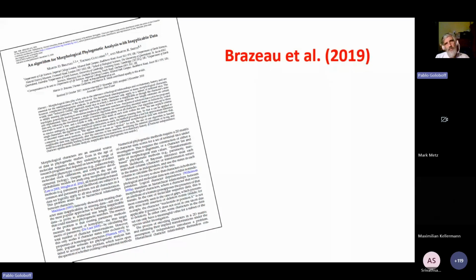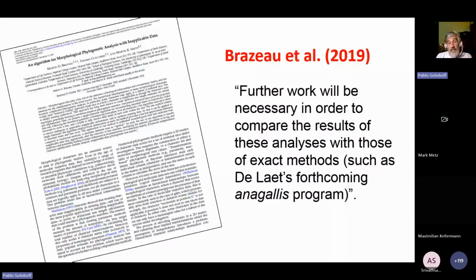The first algorithm proposed for handling inapplicable characters was by Brassot et al. in 2019. And they did cite the Laet. They do say that they wanted to maximize homology, but they propose a method which is really not guaranteed to maximize homology. And they say in their paper that further work will be necessary in order to compare the results of this analysis, that is using their method, with those of exact methods, such as the Laet's forthcoming Anagali's program.